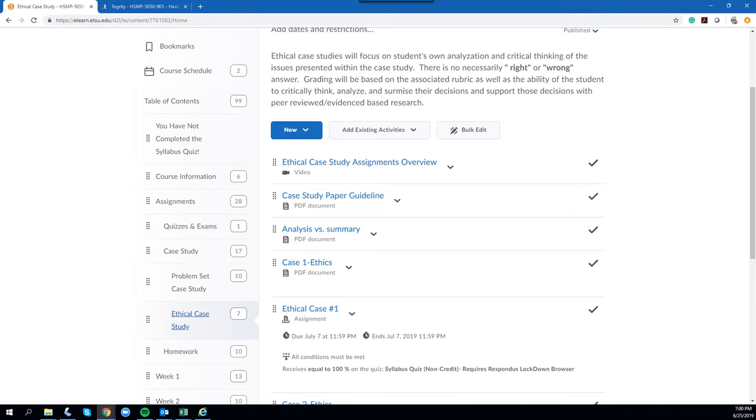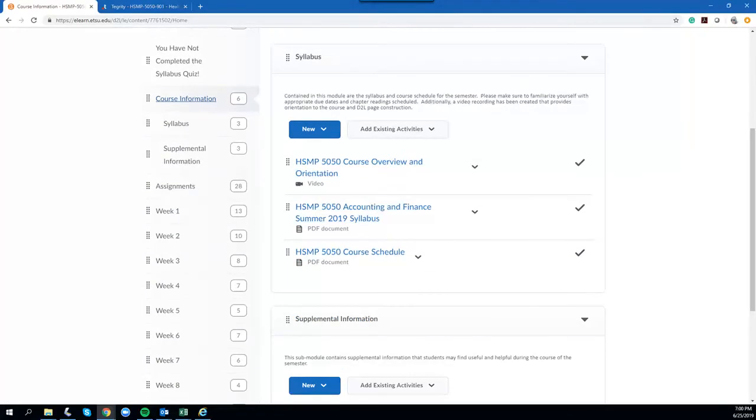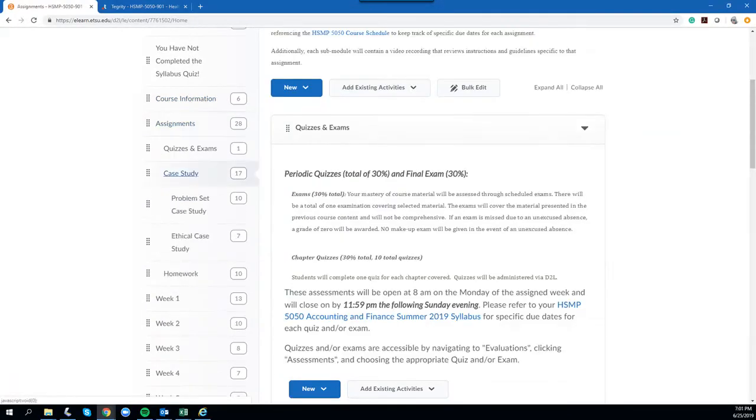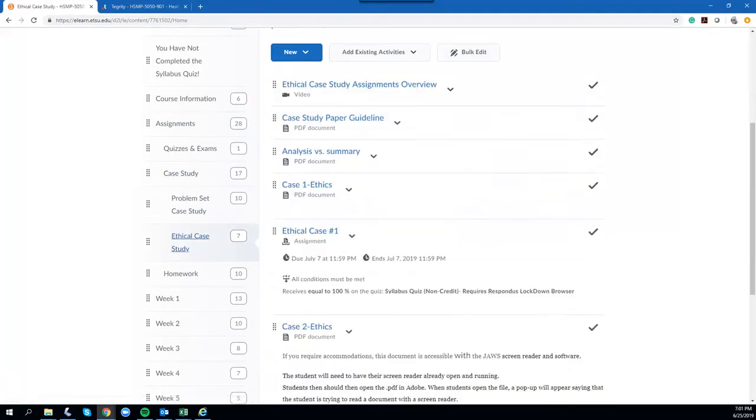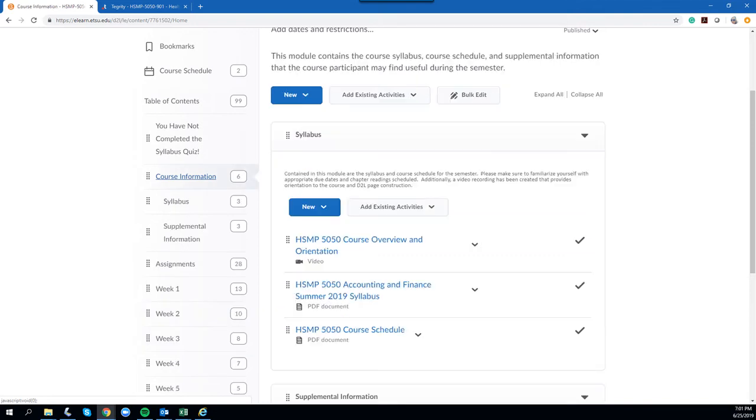So again, I don't necessarily think that there's a right or a wrong answer, but what I'm looking for is, can you make your position known and support that position in a sound manner? So again, you have the first ethical case study due this coming Sunday. We'll go back to course information. Just real quick before we navigate away, let me go back to case study and ethical case study. I want to encourage everyone to watch this ethical case study assignments overview too. That's going to go a little bit more in depth on what the expectations are for the assignment.